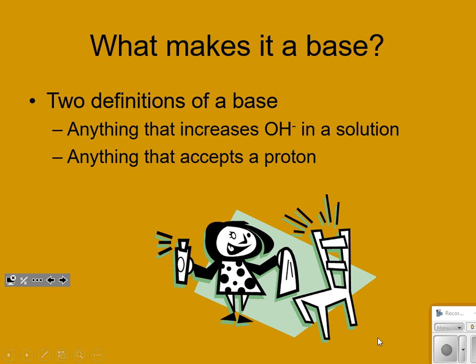Second definition is a base is anything that accepts a proton. Remember, an acid donates a proton. An acid will give an H plus to something else. Well, a base can accept an H plus. And once again, when you have this written down, I'm going to go back to drawing out an example of this to show these two definitions in action.